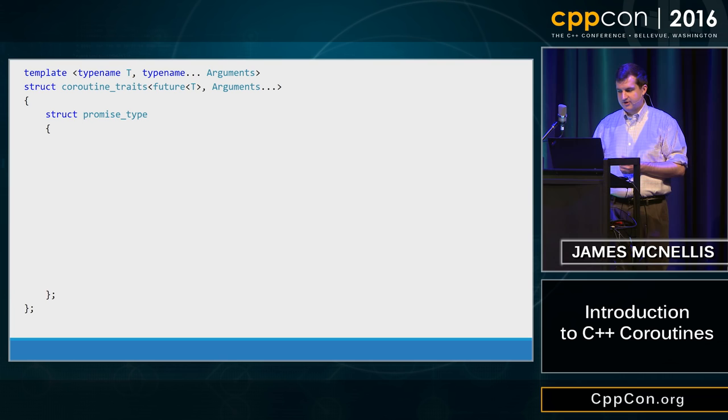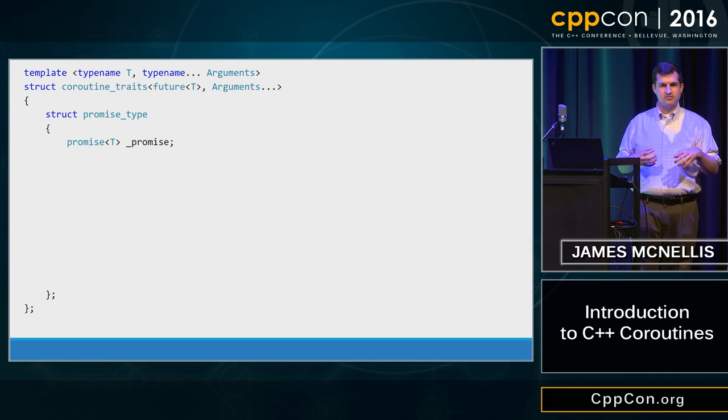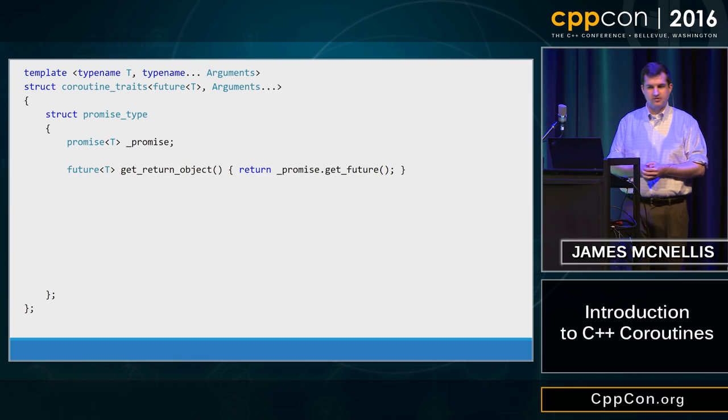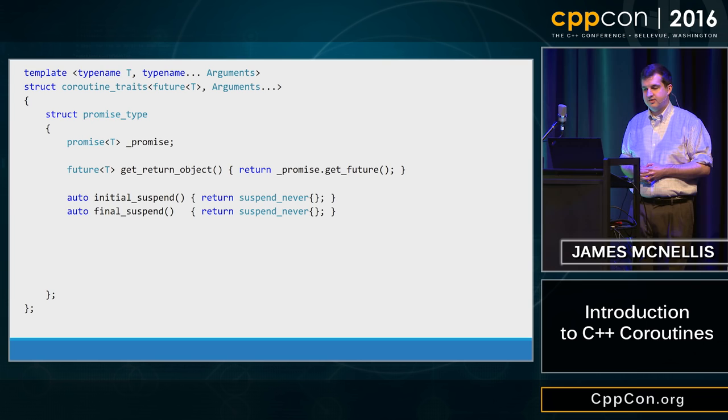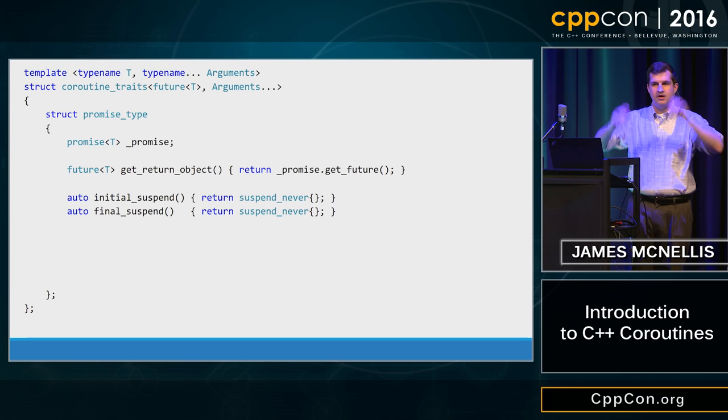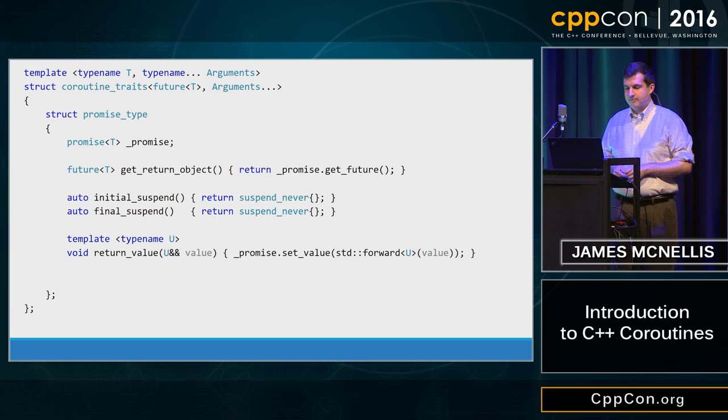Inside of this promise type, we're going to store the actual promise, which is the sender side of the std::future, if you will. Our get_return_object function is just going to call get_future on that, which gets the future associated with that promise. Our initial_suspend and final_suspend are both going to be suspend_never. We don't actually need to keep the coroutine alive in this case because the std::future and std::promise share a state that's not part of the coroutine frame. It's going to be some third object in memory. We have to implement return_value, and for this, we actually just set the value on the promise.